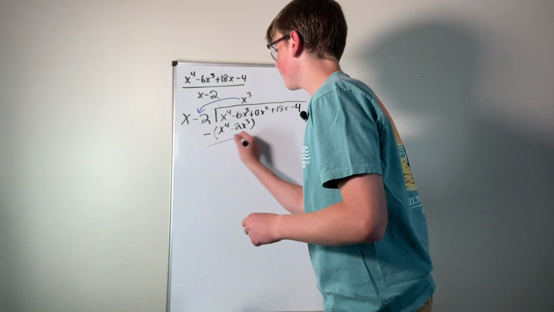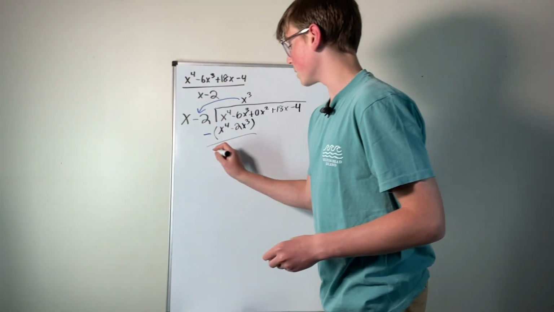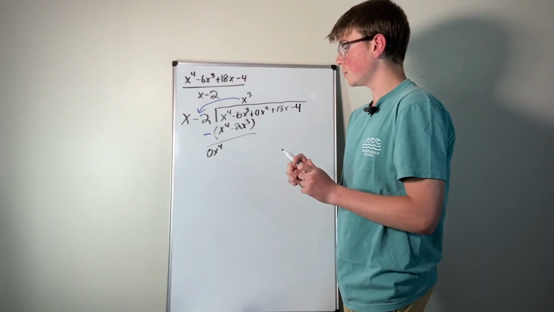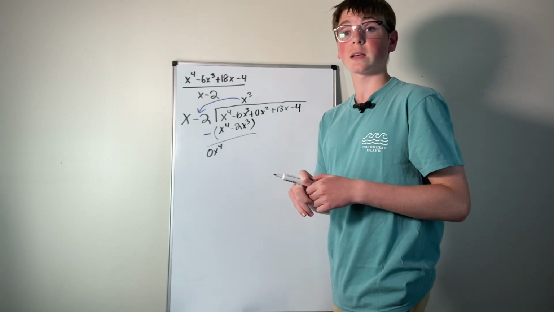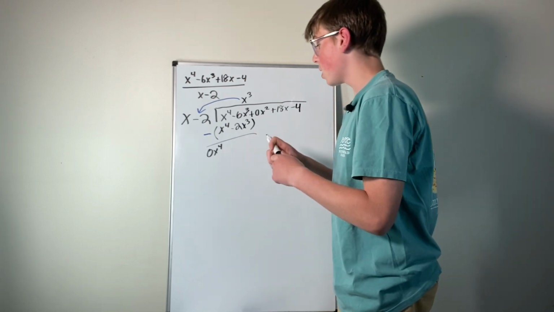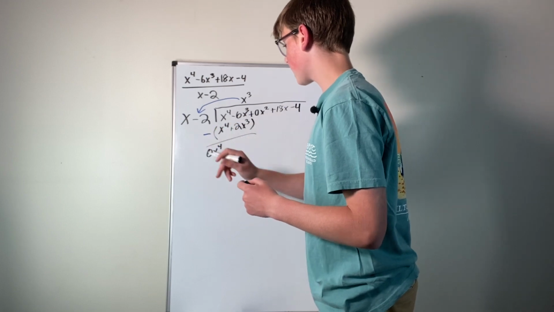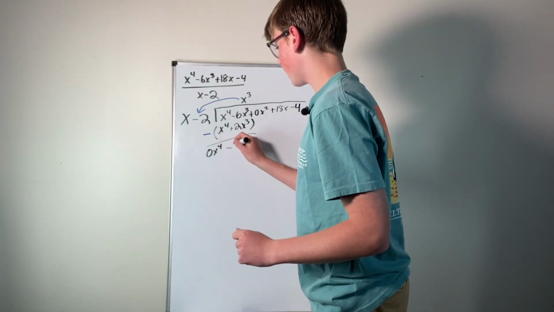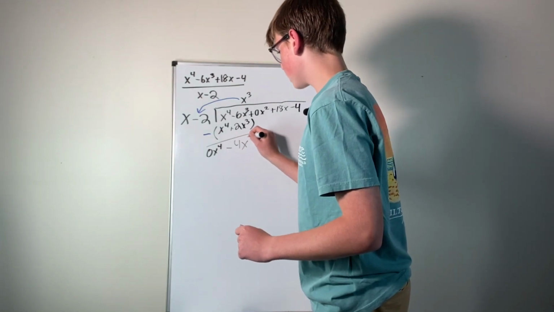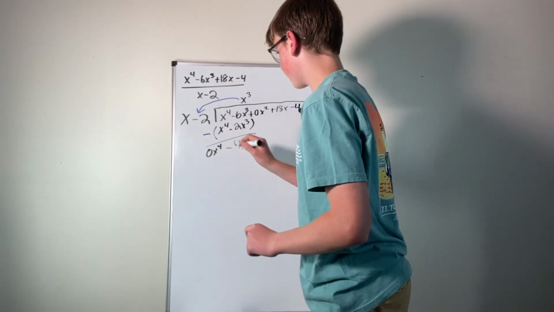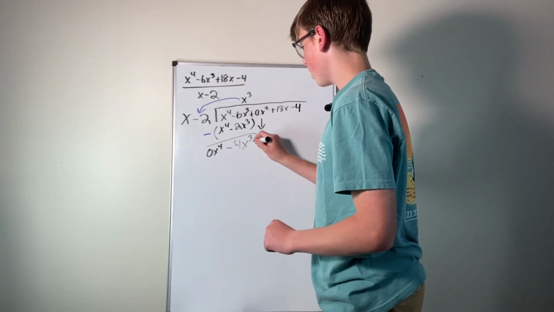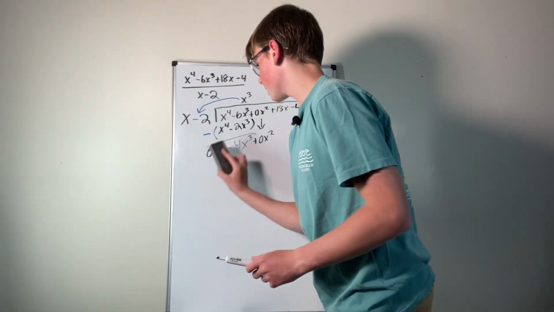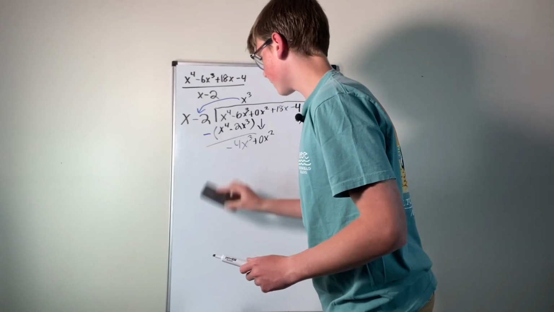But we're just going to move down. x to the fourth minus x to the fourth is 0x to the fourth. And then negative 6x cubed minus negative 2x cubed is negative 6x cubed plus 2x cubed, which would turn it into minus 4x cubed. Then we pull this next term down, which would be our 0x squared. Now, we do the same thing we did up here at the top. We don't need these zeros. That was just for show.